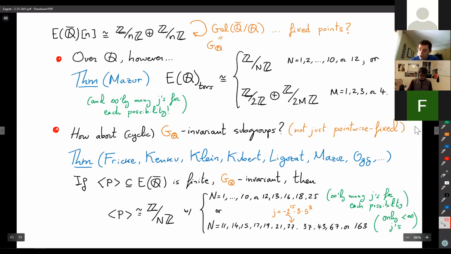For example, for 27 in particular, if you have a point of order 27 such that the orbit is Galois invariant, then you know the j-invariant. The j-invariant is this number, minus 2 to the 15 times 3 times 5 cubed. And that's because that elliptic curve has complex multiplication. But in any case, that's the only one where that happens.